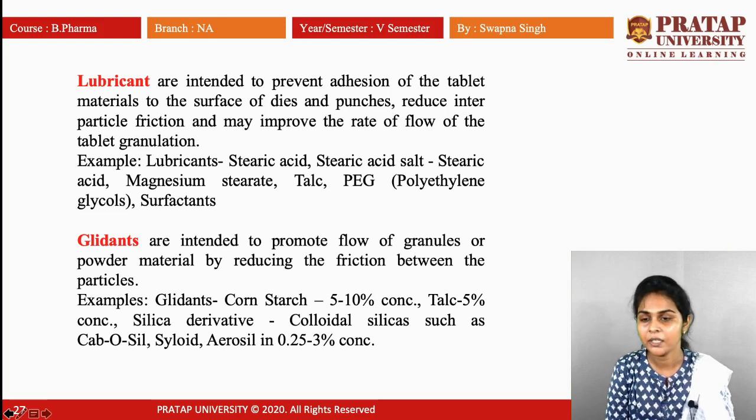Next are glidants. Glidants are intended to promote flow of granules or powder material by reducing the friction between the particles. Means glidants are used to promote the flow of granules and powder by reducing friction between the particles. For example, cornstarch at 5 to 10% concentration, talc at 5% concentration, colloidal silicas like Cab-O-Sil, Aerosil.